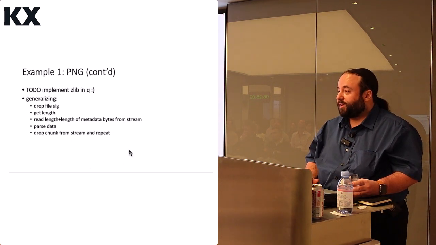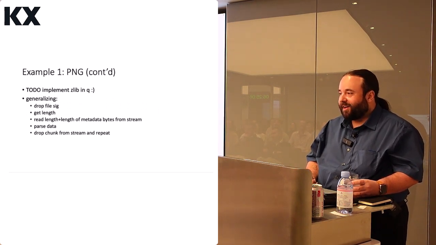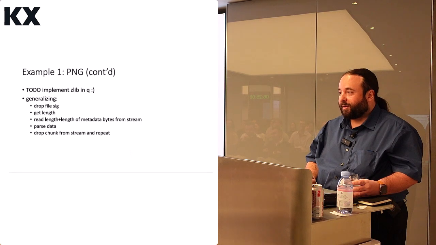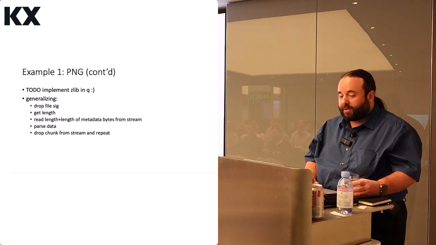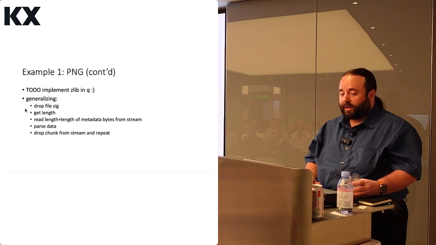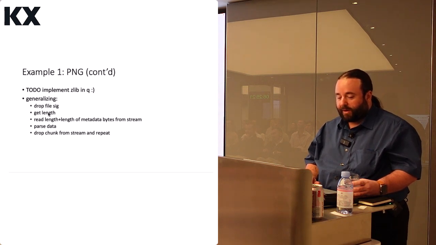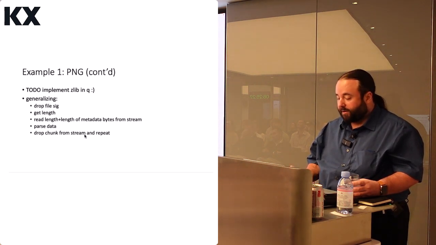On the to-do list: implement zlib in q, or ideally get KX to make .Q.gz work with zlib streams as well as gzip ones. So to generalize this approach, what I've just outlined: drop the file signature, and then in a loop, get the length of the next chunk, read that length plus the metadata from the stream, parse that data, drop that chunk from the stream, and repeat.